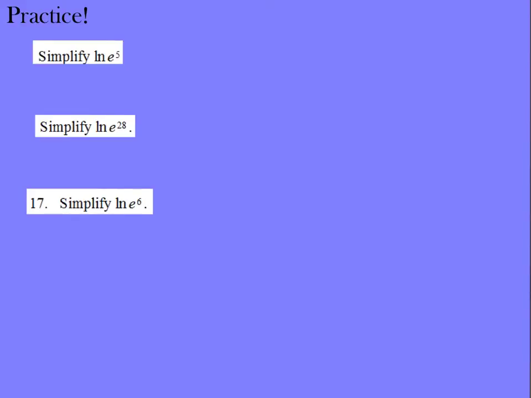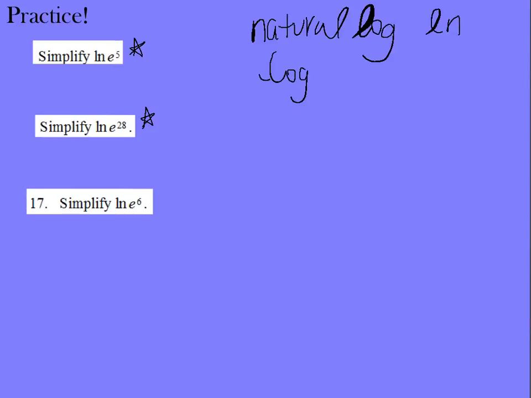Alright, number 17, I had these couple of practice problems in here. In class, we went over these practice problems. If you weren't in class to see those, I talked about the natural log. Natural log is written or represented with just the ln, whereas a logarithm is represented with the word log. The difference here is the natural log has a base of e, where a logarithm has a base of 10.